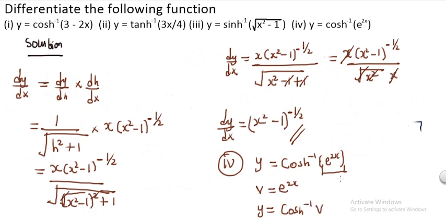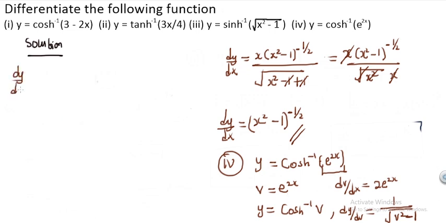If I take the derivative, dv/dx here is equal to 2e^(2x), while dy/dv here is equal to 1 over √(v² − 1). So from here I can simply use the chain rule. Cleaning up space: dy/dx is dy/dv times dv/dx. We already have dy/dv and dv/dx, so we simply plug them back into the equation.